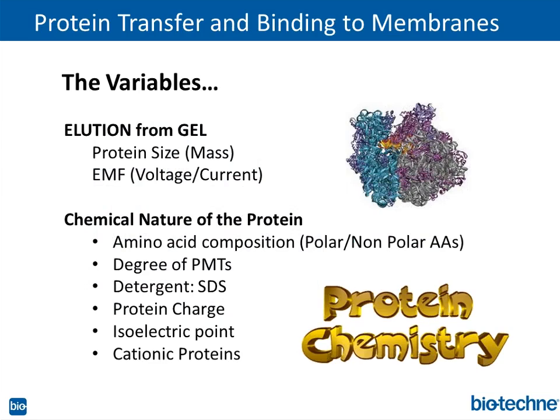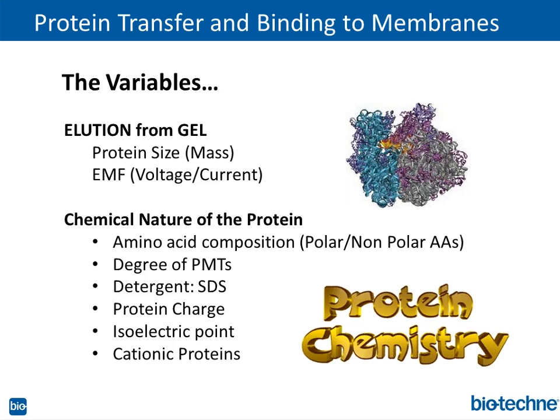I've got some variables here, and I want you to start thinking about these relationships, starting with the size of the protein. The greater the mass of the protein, the poorer the elution efficiency from a gel. If I'm a large 150 kilodalton protein, my elution efficiency is very poor because I'm so sterically hindered, I'm trapped in that gel. That's why large proteins stay stuck in your gel. It's not the only reason, and I'm going to point out another reason a little bit later.